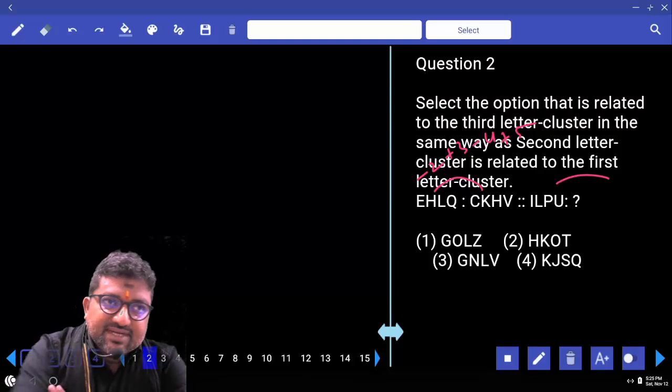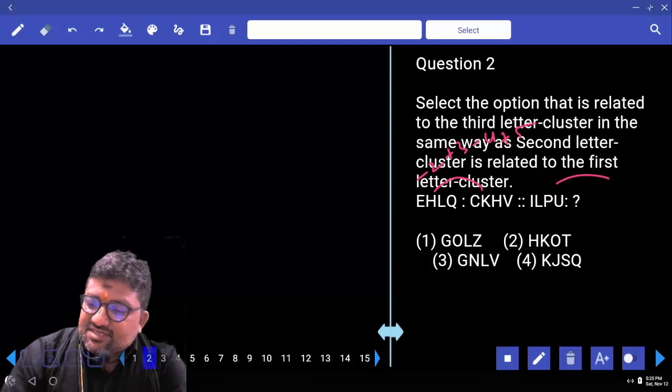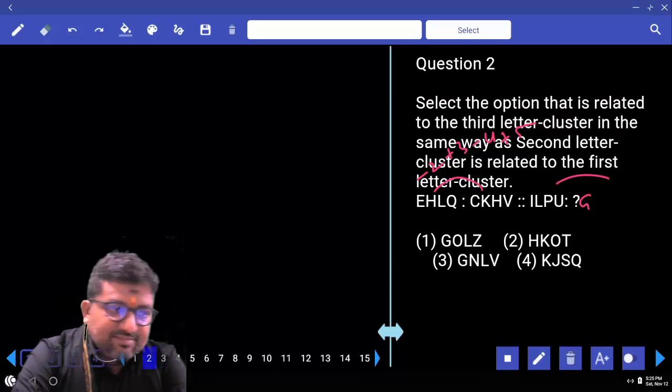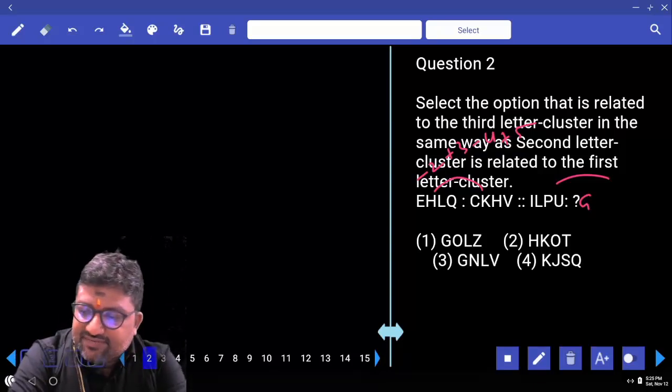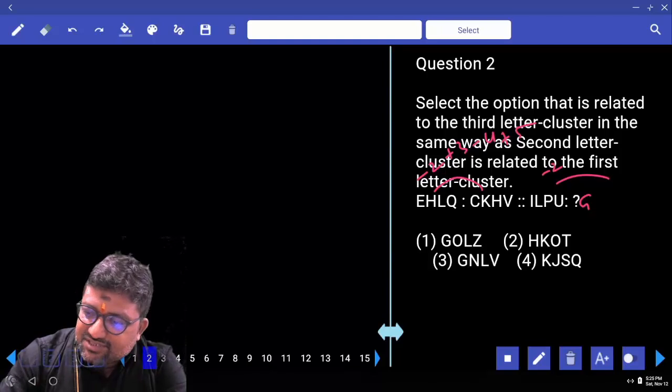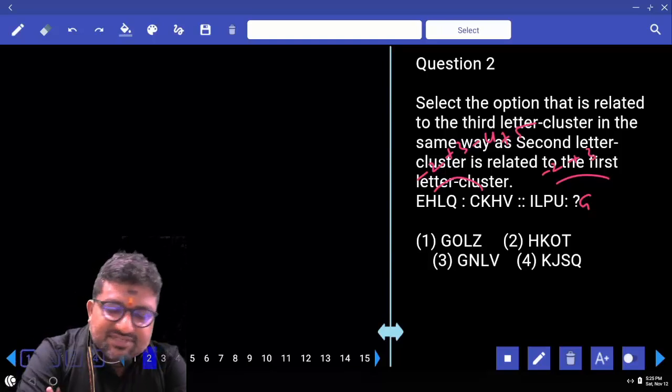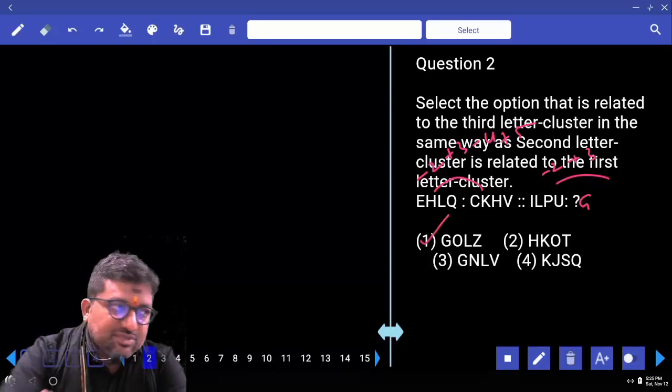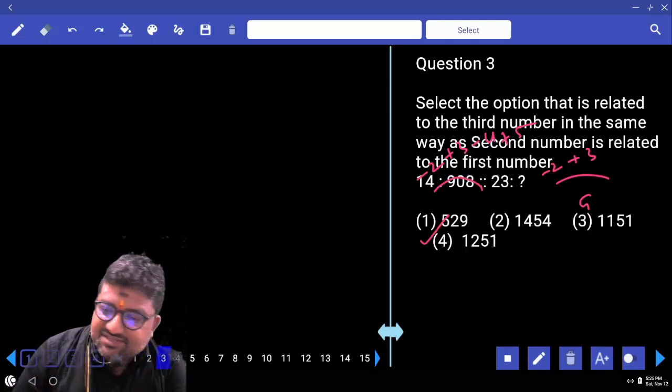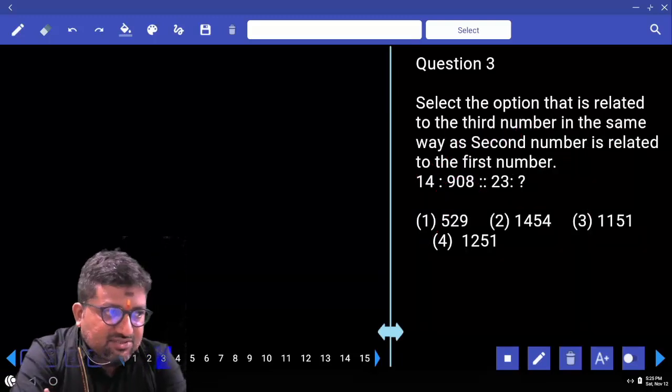I'll go with the same thing. 9 minus 2, 7. G. How many options are starting with G? 2. Two options. I can get my answer with the second letter. What should be done with the second letter? After minus 2, it is plus 3. 12 plus 3, 15. Which option is my answer? First option. That's it.